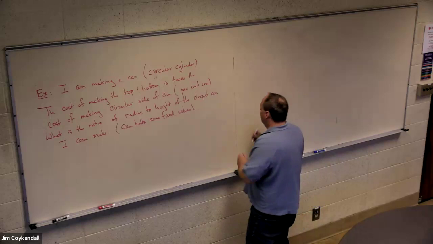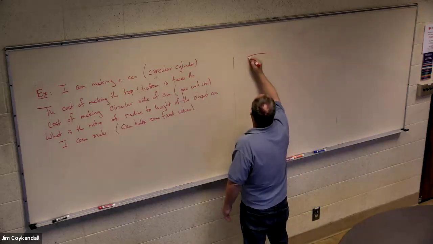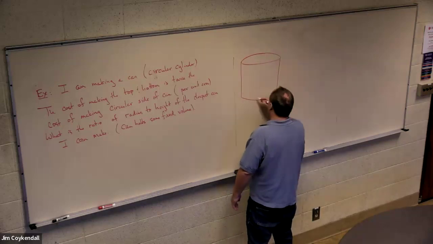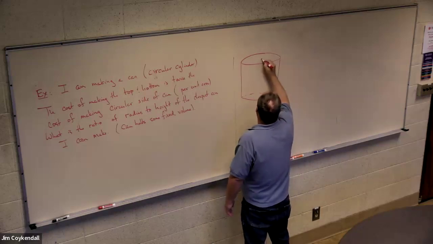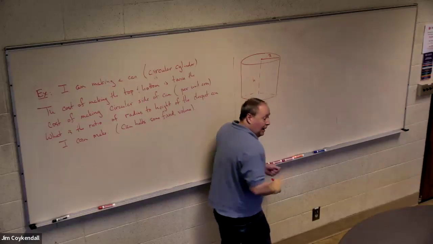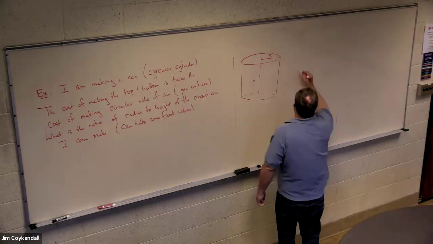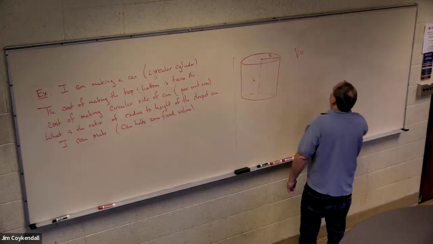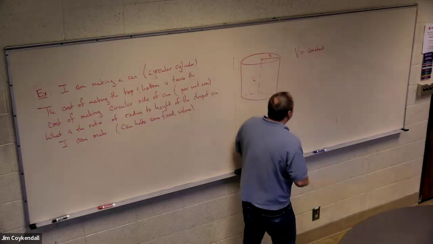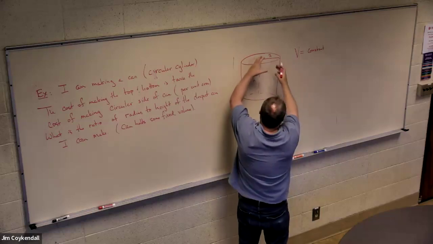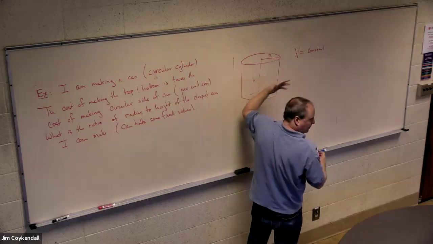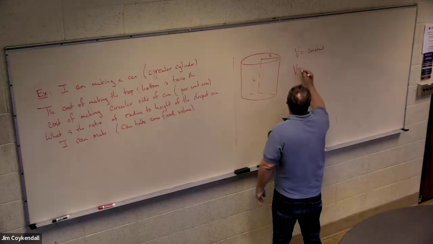So start with a picture. We'll make some can. It's going to be a circular cylinder. I can vary the radius, and I can vary the height. But what I'm stuck with is my volume is constant. So in other words, if I make that radius smaller, I've got to make it taller. If I want to make the can shorter, I've got to make the radius bigger. And by the way, what is the volume of this can?